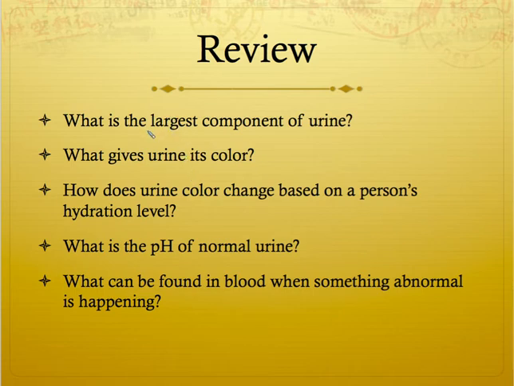But first, what is the largest component of your urine? What gives it its color? How does the color change based on your hydration level? What is the average or normal pH of urine? And what can be found in urine when something abnormal is happening in your body? So those are some questions for you to think through and answer. Again, we'll review this moving forward.